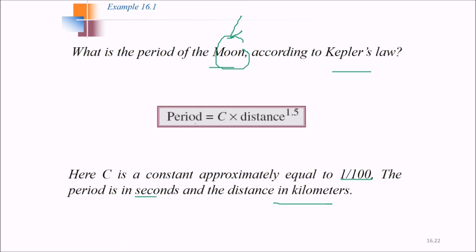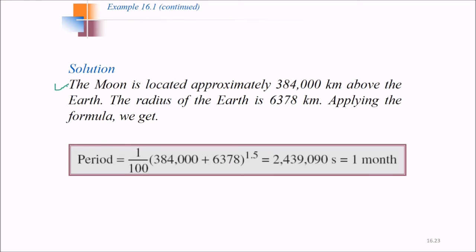So Kepler's law, you can use this expression: period is equal to c into distance to the power 1.5. So the solution would be like this. The Moon is located approximately 384,000 kilometers above the Earth. The radius of the Earth is always taken as 6378. Sometimes you will see it as 6400 kilometers, just to make our computation easier.